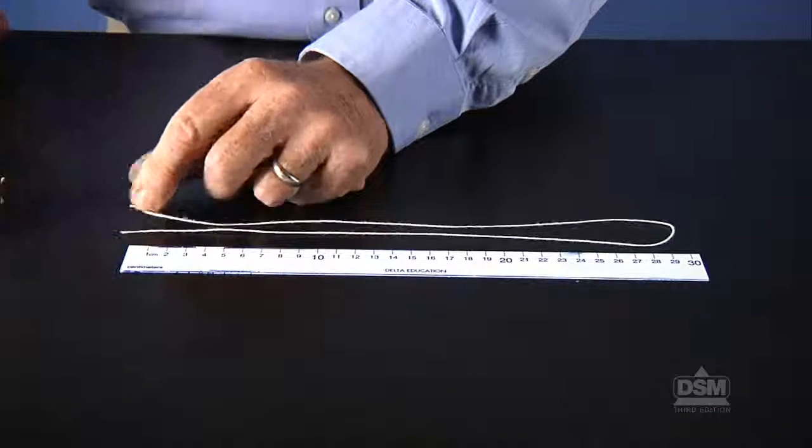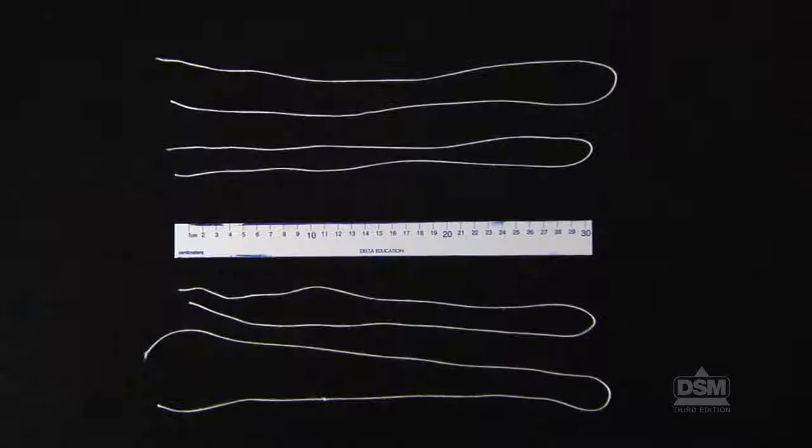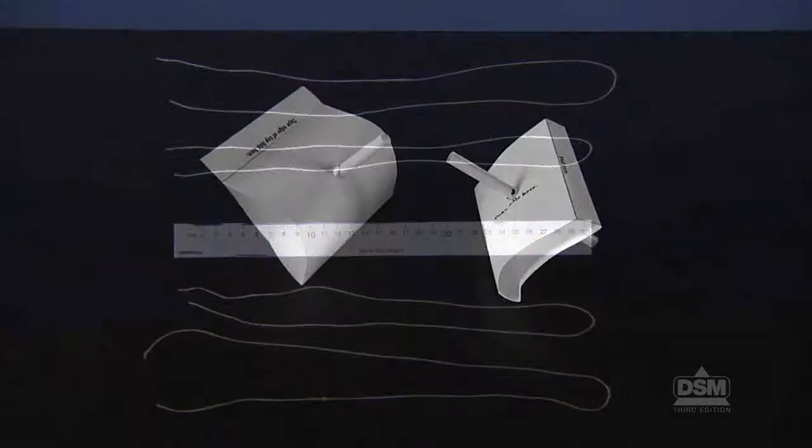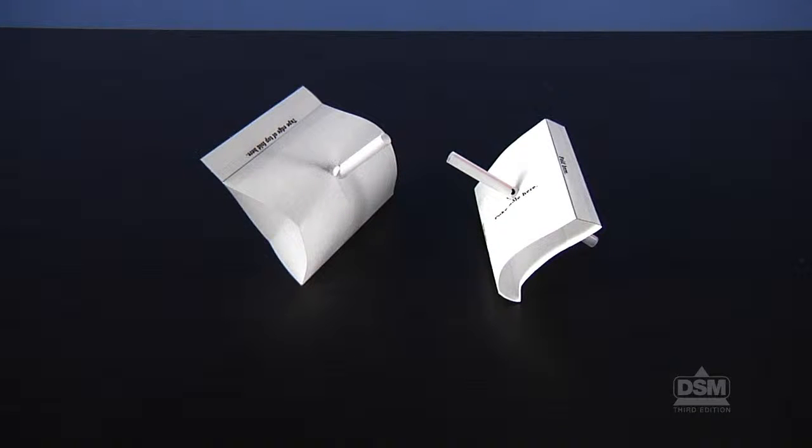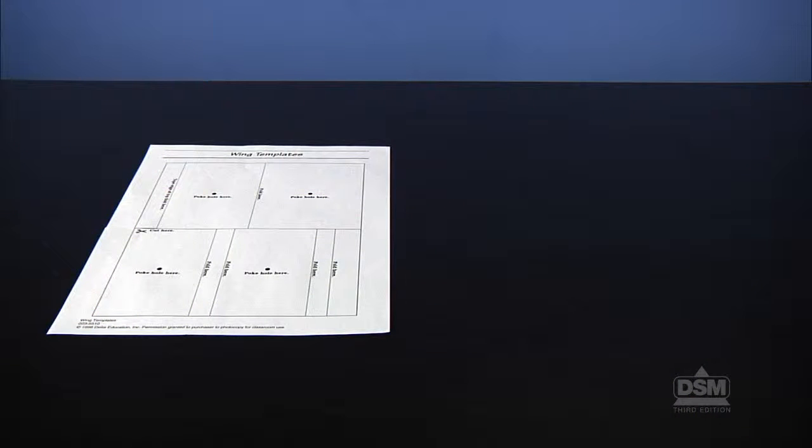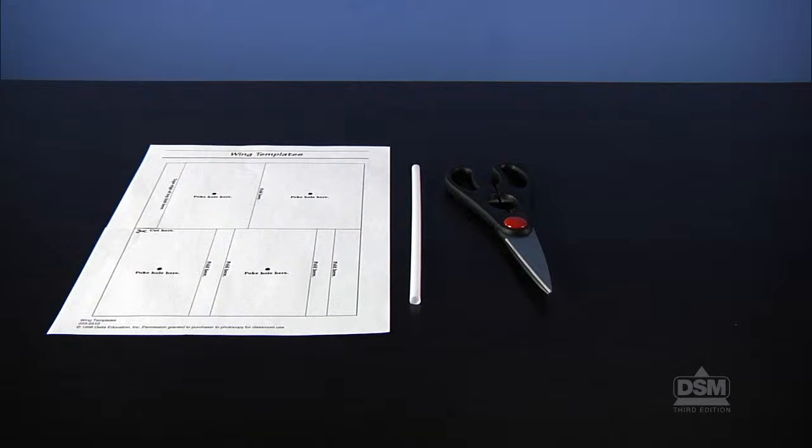For each team, cut 2 lengths of string 60 centimeters long each. Cut 2 extra pieces for yourself. Assemble the 2 wing models from the templates you copied. Each team of 2 will need 1 copy of the wing templates, a straw, a pair of scissors, 2 lengths of string, a sharpened pencil, and some transparent tape.